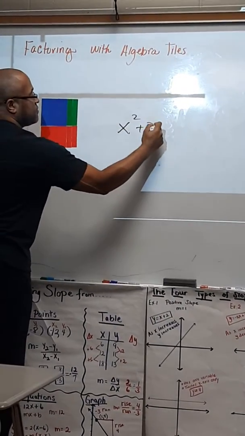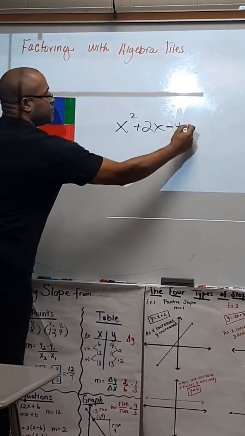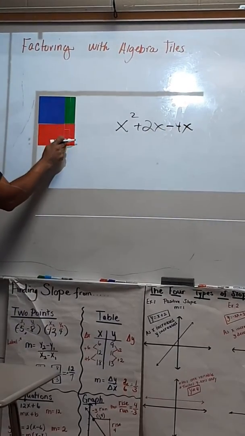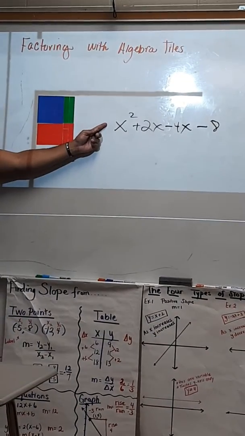plus 2x minus 1, 2, 3, 4x minus 1, 2, 3, 4, 5, 6, 7, 8. So that's how we will multiply and work it out.